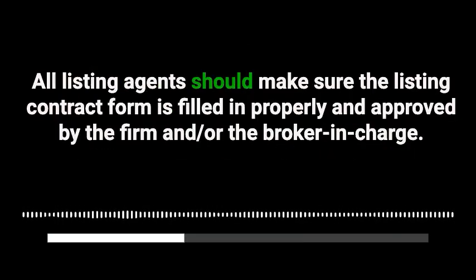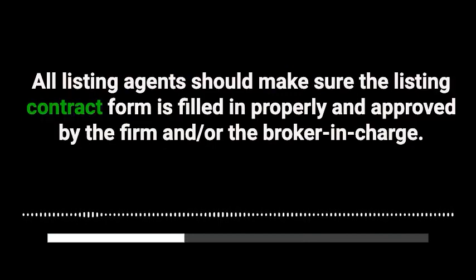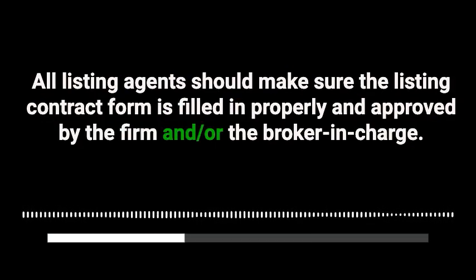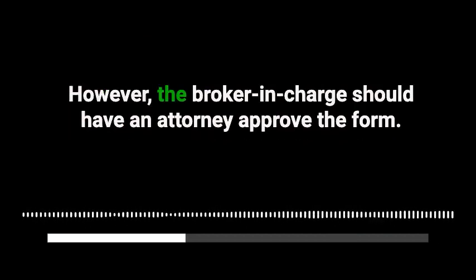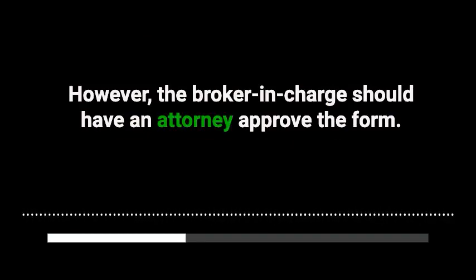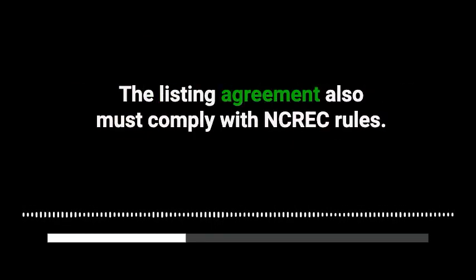All listing agents should make sure the listing contract form is filled in properly and approved by the firm or the broker in charge. Note that a broker firm can draft the listing form because the broker firm is a party to that agreement. A listing form is an employment agreement between the broker and the seller, not a contract between the buyer and the seller. However, the broker in charge should have an attorney approve the form. The listing agreement also must comply with NCREC rules.